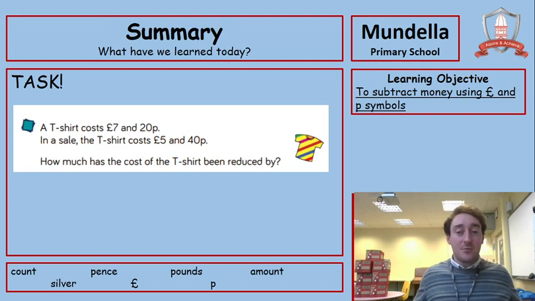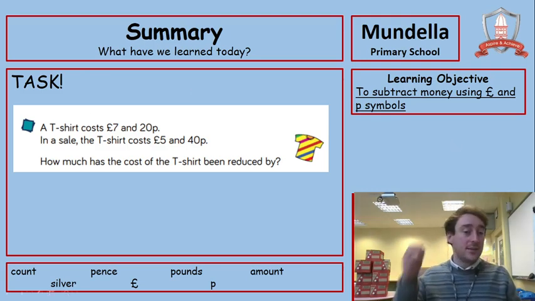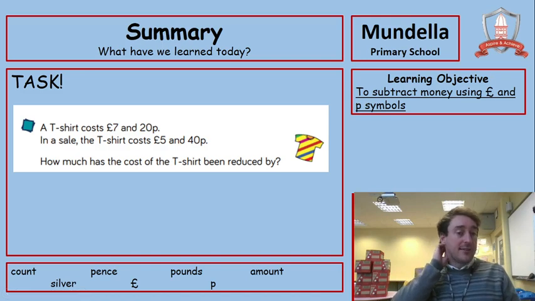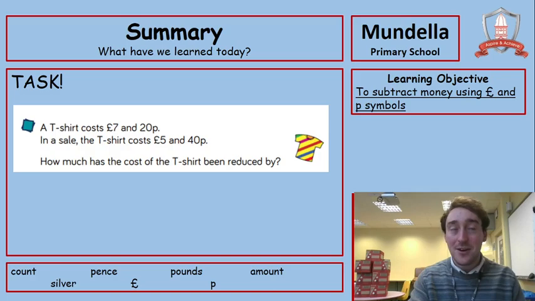So what have we learnt today? Well, we've learnt how to subtract money as well as add. So that was a new step today, and I'm going to leave you with this task before I go. It says a t-shirt costs £7.20. In a sale, the t-shirt costs £5.40. So how much has been taken away from that? How much of the cost has it been lowered or reduced by? What's £7.20 take away £5.40? Last question. I'll leave you with it, and I'll see you tomorrow for more maths.